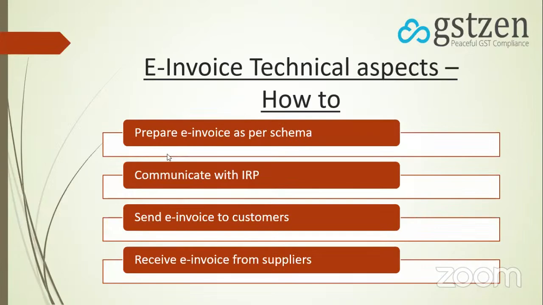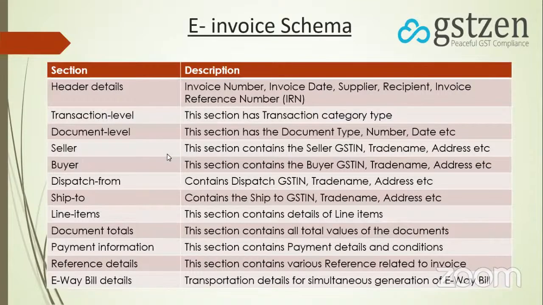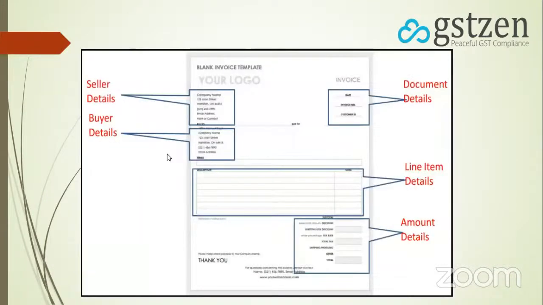Moving on to the technical aspects. As I've already explained, this is how integration works in GST Zen for e-invoicing. Now moving on to the schema, there are some mandatory details and some optional details in e-invoicing. This image shows all the mandatory sections where the information needs to be provided while generating the e-invoice, like the seller details, buyer details, document, line item details, and amount details.